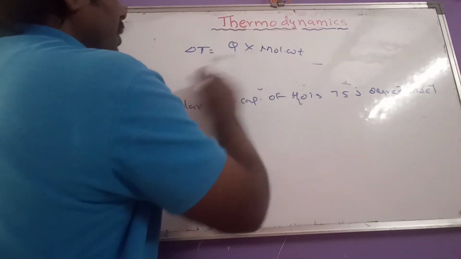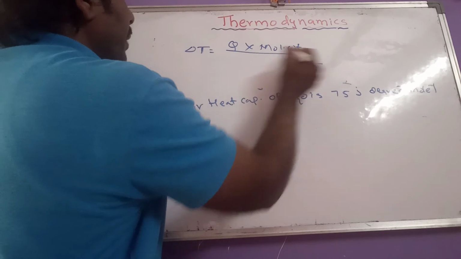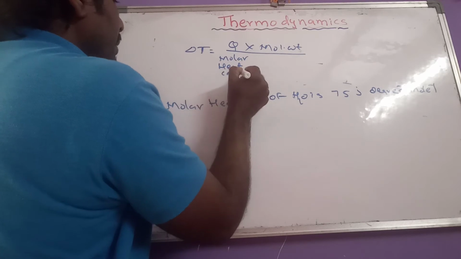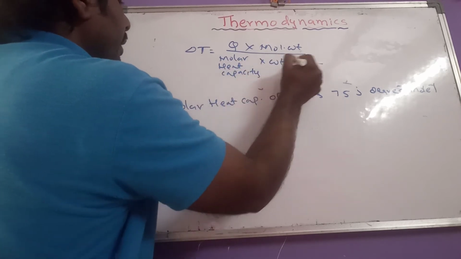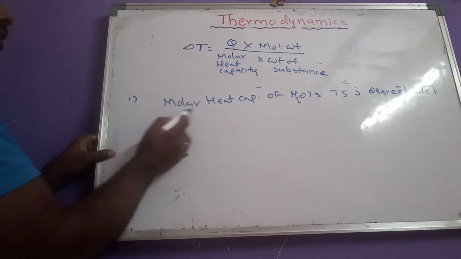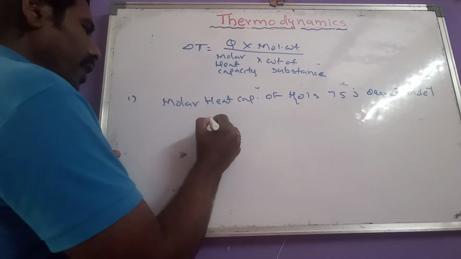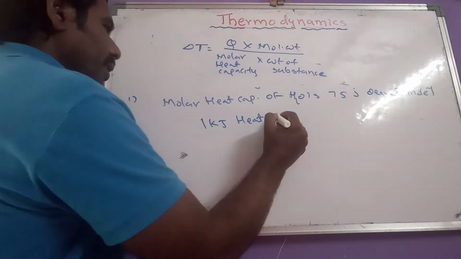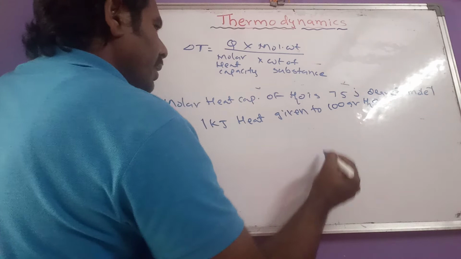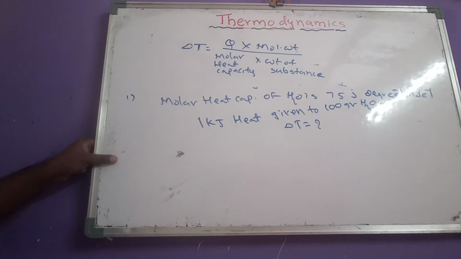Okay, now what is the formula here? Molecular weight divided by molar heat capacity into weight of the substance. Now come to this one. The molar heat capacity of water is 75 joules. Now 1 kilojoule of heat is given to 100 gram of water. We have to calculate the rise in temperature.